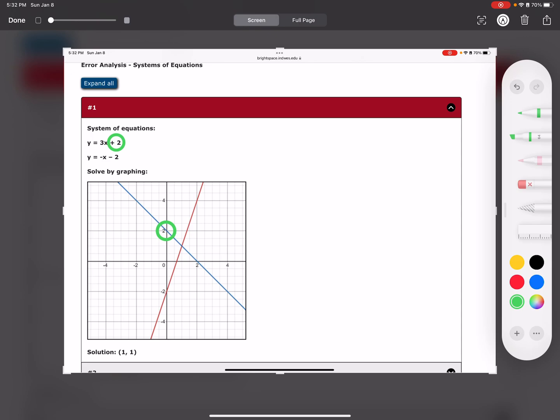The next part I'm going to look at is this part here, and that's 3. What that means is the 3 means it's going to go up 3 and then to the right 1, because the slope is 3 over 1. So from here, I'm going to go up 1, 2, 3, to the right 1, and this here should be the line. And as you can see, it definitely is not the line. The blue line is the line, and so this slope, of course, is negative, but the slope should be positive. So that's the first mistake I find.